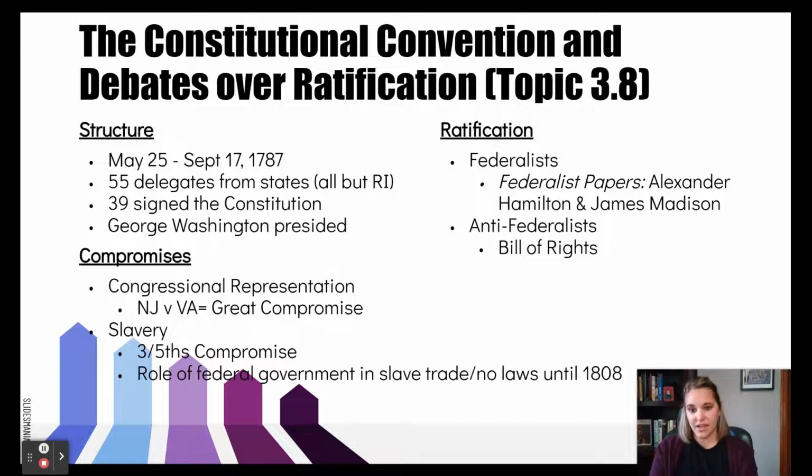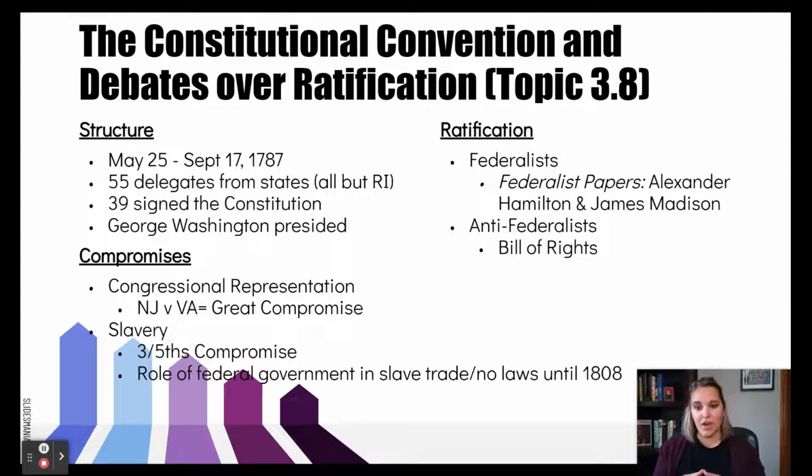And so what they decided was the Great Compromise proposed by Connecticut, where we would have a bicameral legislature, where we would have the House of Representatives with proportional representation and the Senate with equal representation. And in order for a bill to become a law, it has to pass through both houses.